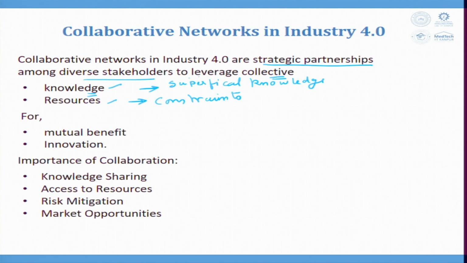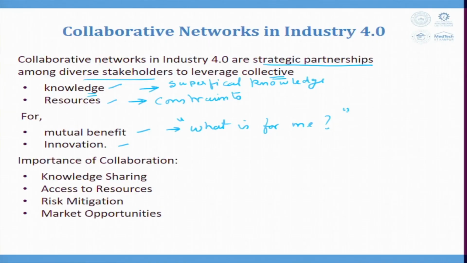So, strategic partnership among diverse stakeholders to leverage collective knowledge and resources for mutual benefit and innovation. Here you have to understand the question you are supposed to answer for every stakeholder in your ecosystem. For a customer, what is the benefit the product is going to give? For a manufacturer, by developing, what is the benefit? For the connect in between the manufacturer and the customer, what is the benefit he is going to get? Is it going to be sustainable?